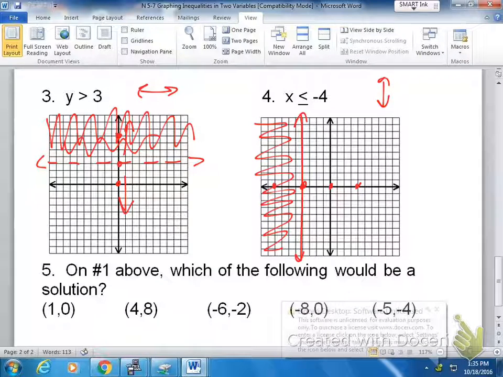And pick a number if you want to. Pick 0. Is 0 less than or equal to -4? No, it's not, so it doesn't work. Is -8 less than or equal to -4? Yes, it is. So I shade that side.